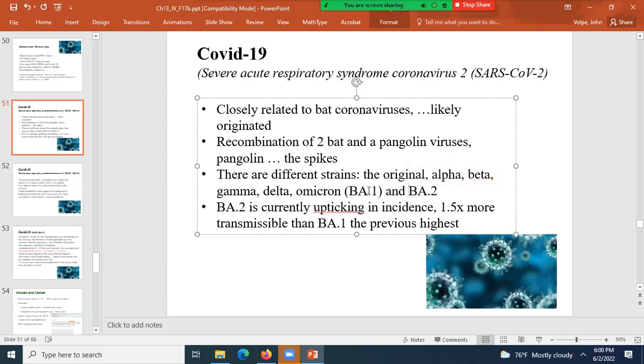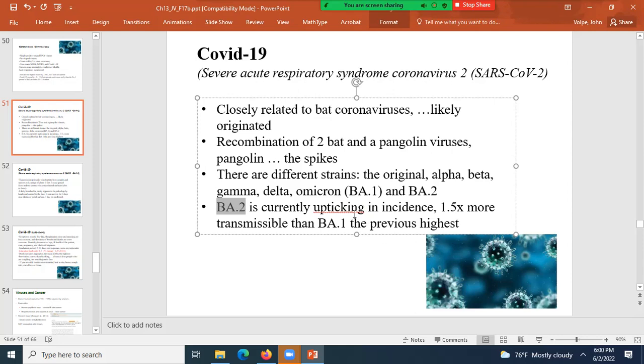And like I said, the deaths in the United States are now over 1 million cases of people dying from COVID-19. BA2 is the strain of the virus currently going around in the United States. They think it's going to increase this spring, and hopefully it'll decrease before the summer comes.